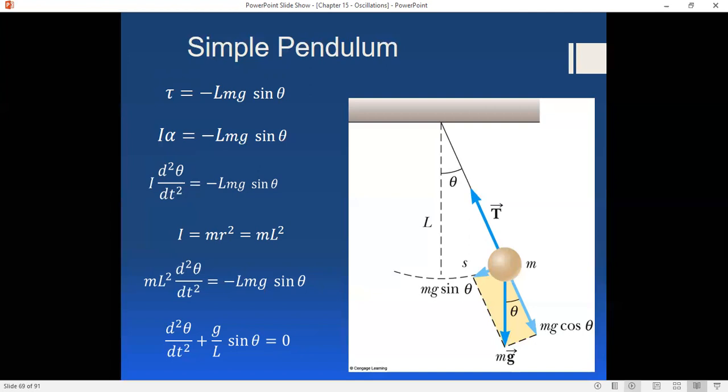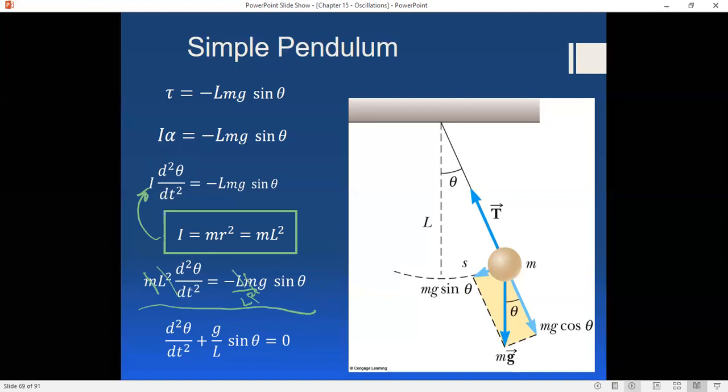For a mass some distance L, the moment of inertia is mL squared. So I'm going to plug that in, make a little replacement right there. Our equation looks like this. I can cancel out m with m. I can get rid of one of the L's, divide both sides by L squared. So this cancels out and this cancels out.